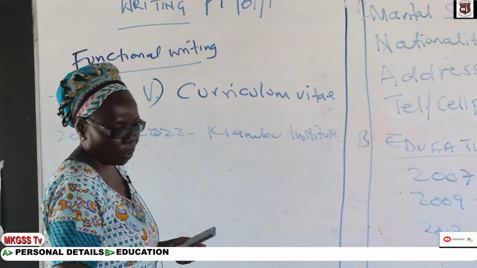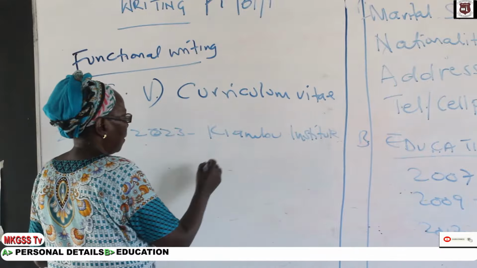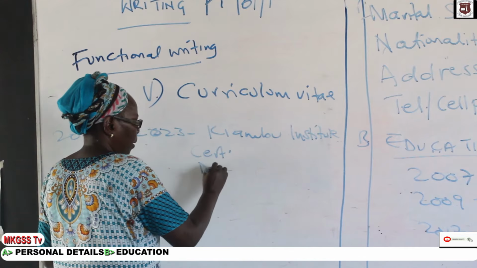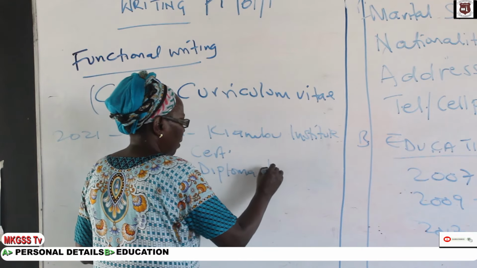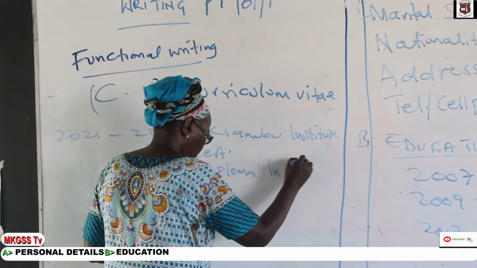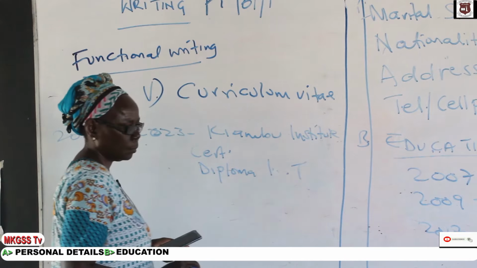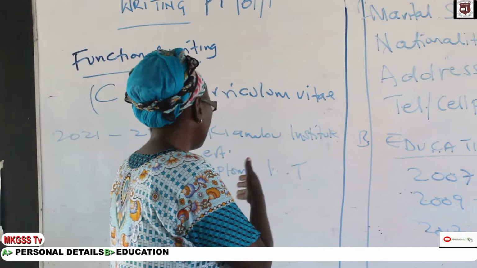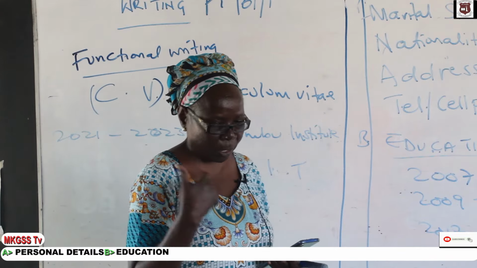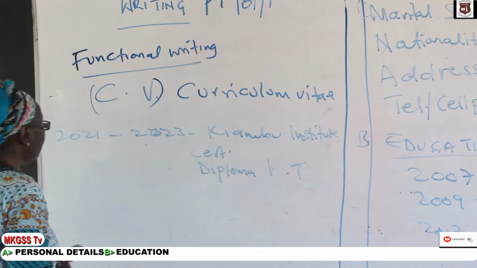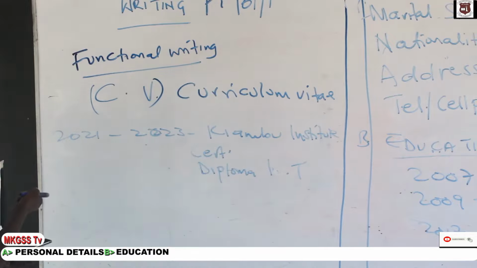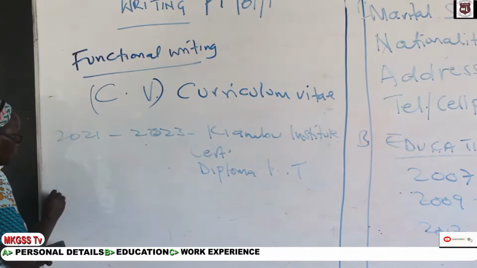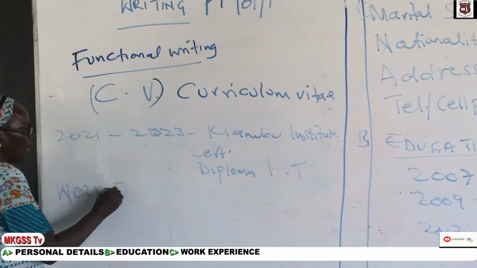So what did you do at Kiambu Institute? You did a certificate, maybe you can say certificate or diploma in information technology, IT. So you could have a diploma in IT or certificate in IT, depending on what you did. And then from there, you move down. So remember, the first thing is personal details, and then you come to education. From education, you come to work experience. That will be C, work experience.